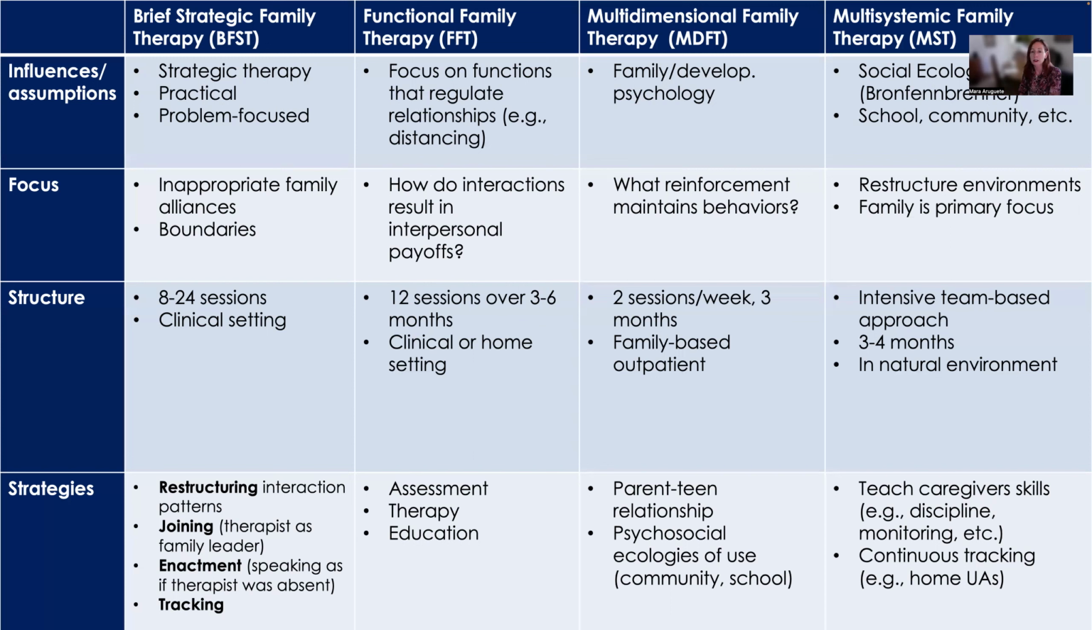Multidimensional family therapy comes out of family and developmental psychology, which is a major influence. Again, it's going to look at what reinforcements are taking place in that family that are maintaining those behaviors. It's family-based outpatient therapy. So the family comes in, it's pretty intensive in the sense that it's a couple of sessions per week, and it usually takes place over 3 months. And it really focuses on the parent-teen relationship because, again, remember, the users in all of these cases are adolescents. So the person with the substance use problem is an adolescent.